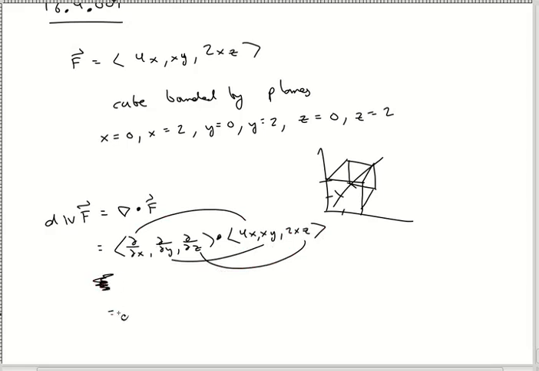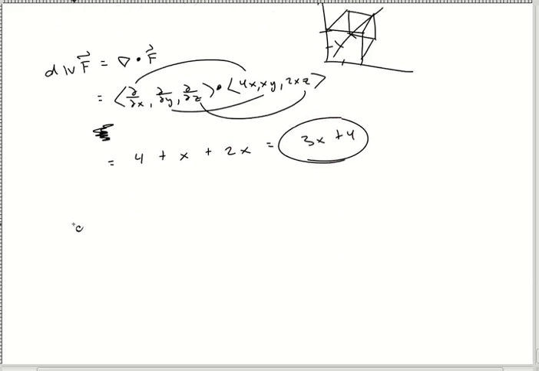Let me give myself a little bit of room here. And it's no longer a vector. The derivative in terms of x is a 4 plus sign. The derivative in terms of y is an x plus sign. The derivative in terms of z is a 2x. So therefore, 3x plus 4 is my divergence. So the triple integral of 3x plus 4 dV. This is what we want.